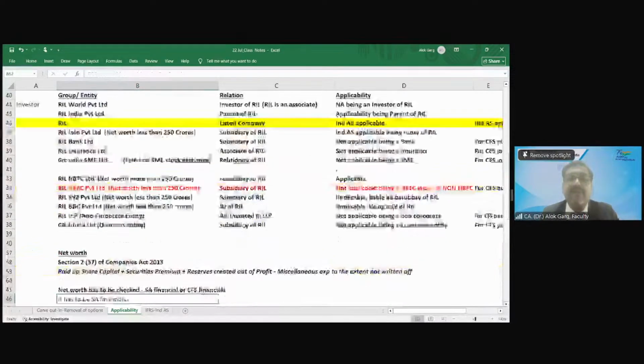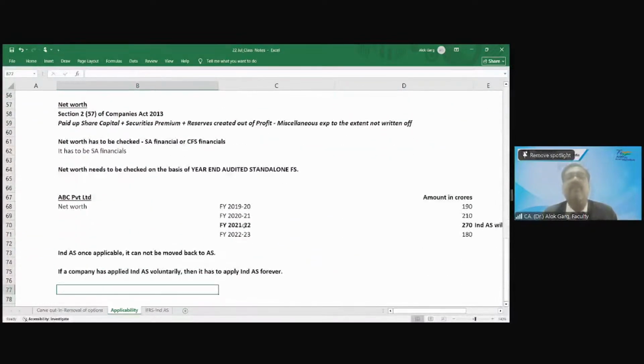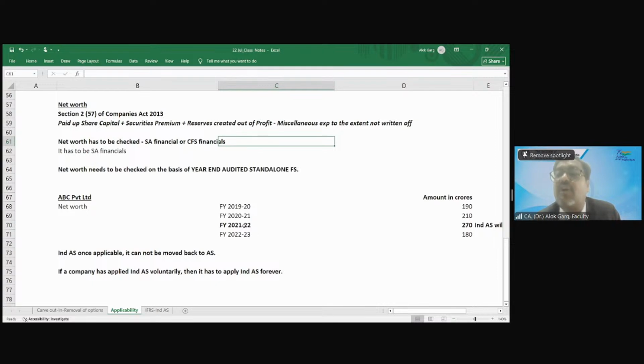Sir, what is the meaning of net worth? The net worth is defined under Section 2, Clause 57 of Companies Act 2013. It says that net worth is equal to paid up share capital, equity share capital, not preference share capital, plus securities premium plus reserves created out of profit. It is not free reserve. It is reserves created out of profit.